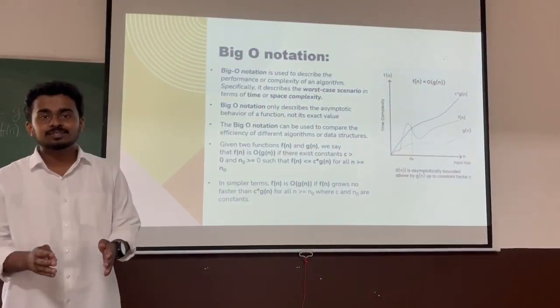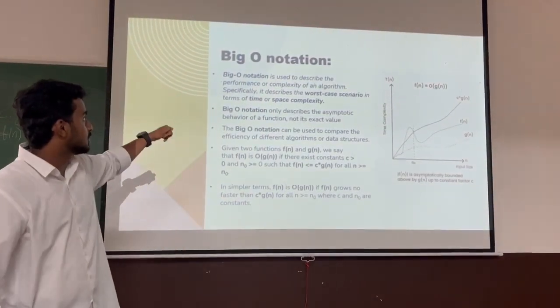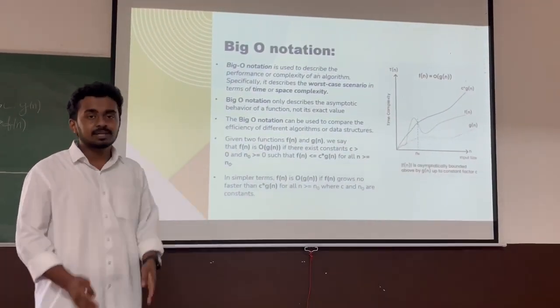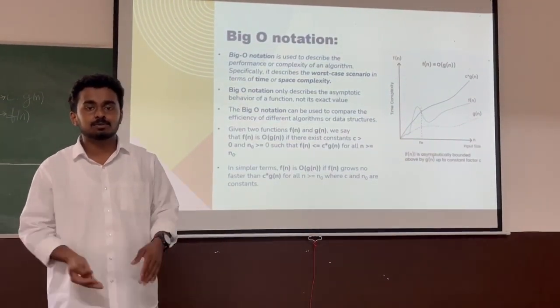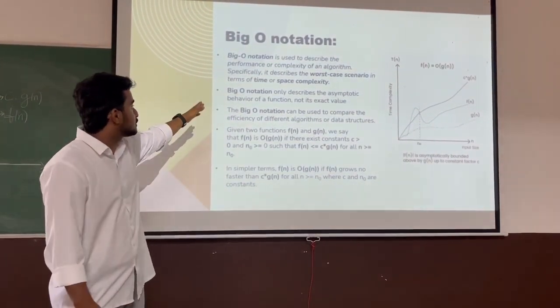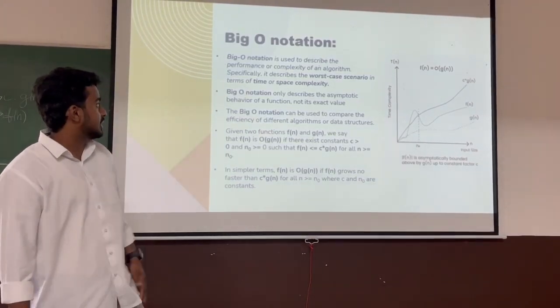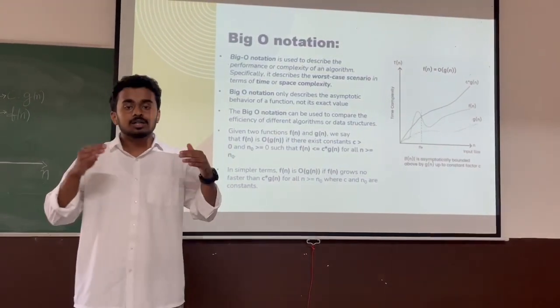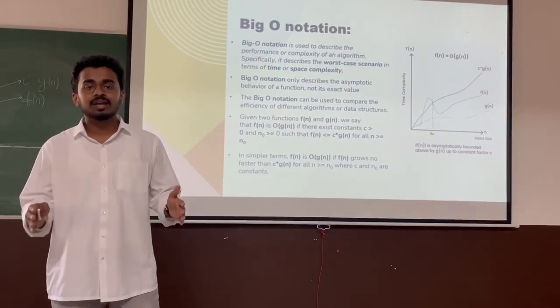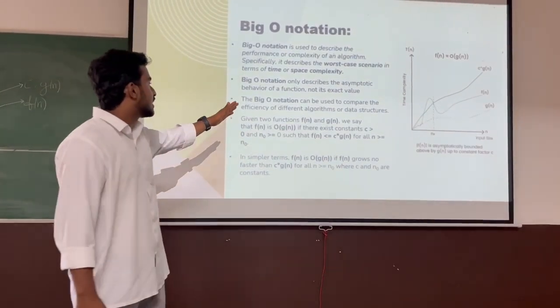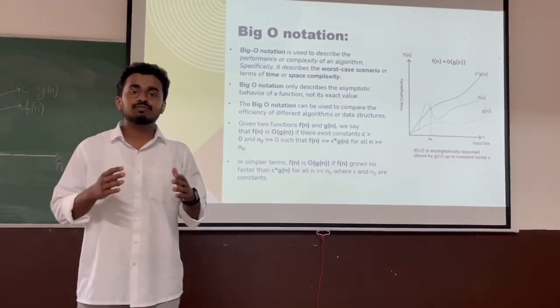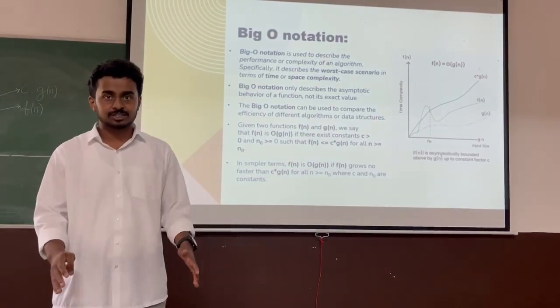The first type of asymptotic notation is big O notation. Big O notation is used to describe the performance or complexity of an algorithm. Specifically, it describes the worst case scenario with respect to time or space complexity. It also describes the asymptotic behavior of a function, not its exact value. Big O notation can be used to compare the efficiency of different algorithms or different data structures.